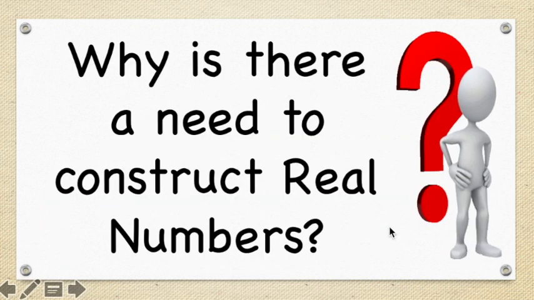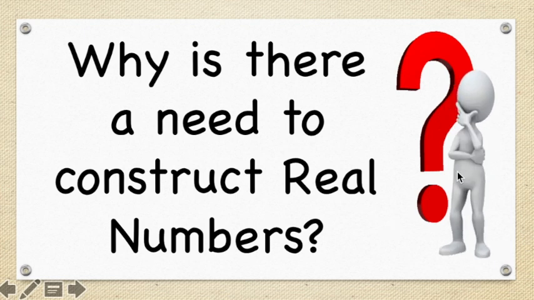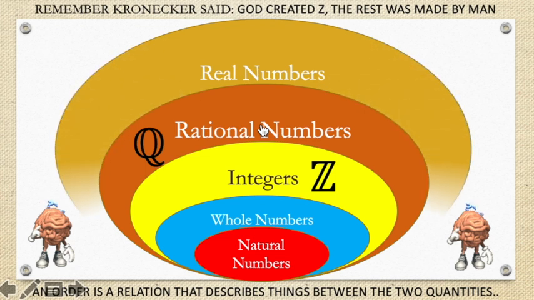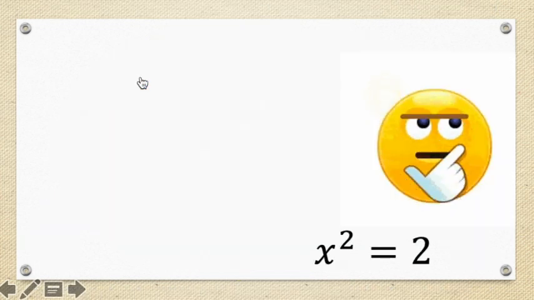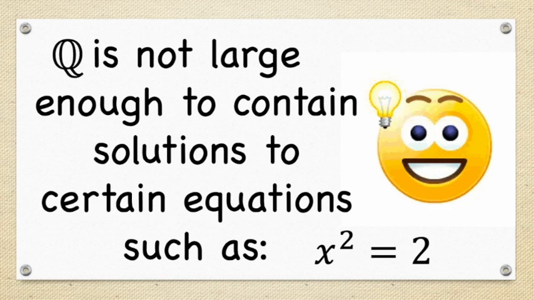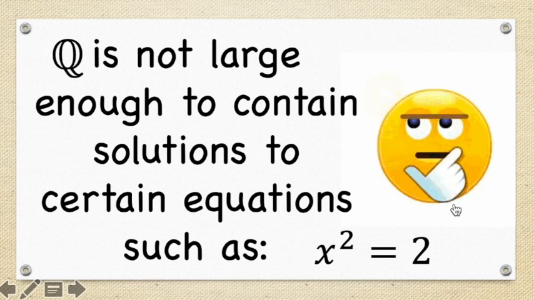But the question is, why is there a need to construct real numbers? I mean, what made men construct real numbers? Recall the equation x squared equals 2. The equation x squared equals 2 has no solution in the rational numbers because there's no rational number that satisfies this equation. Only numbers that get super close. In the properties of rationals, this equation had been proven to have no solution. That means Q is not large enough to contain solutions to certain equations such as x squared equals 2. So, how can we further extend our number system to be able to handle all of these cases?